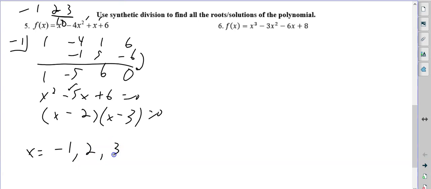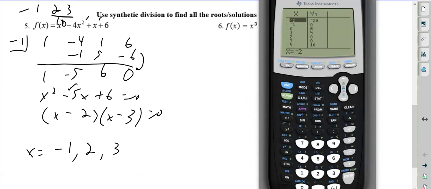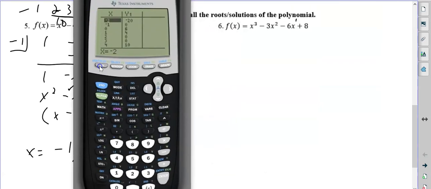On to number 6. I have 3, 2, 1, 0. I'm good to go. I just need my handy-dandy calculator. I'm going to move it over here so I can see it. I'm going to clear out whatever I have. I'm going to put in x to the third power. Come down. Minus 3x squared. Minus 6x. Plus 8. I'm going to graph it.